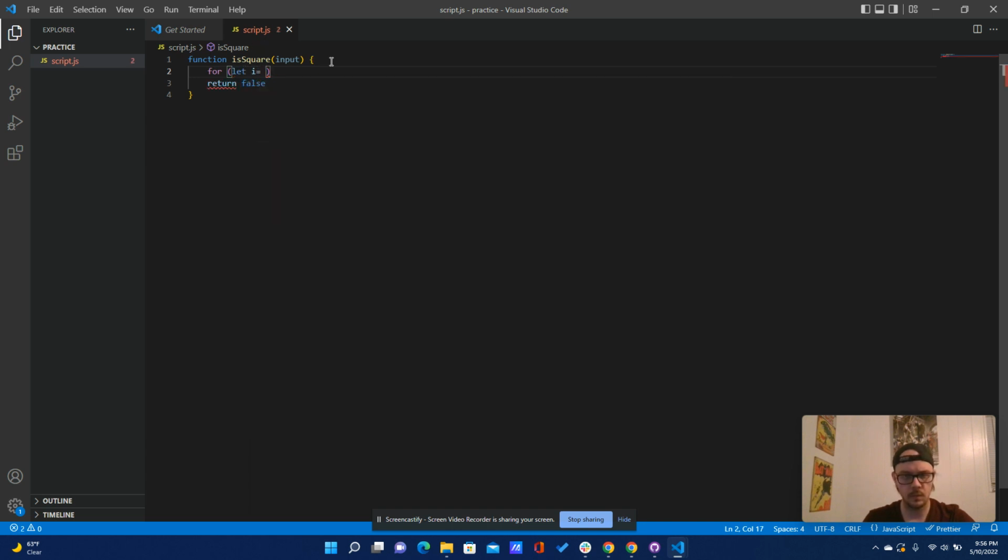I equal 1. We don't need to set it at 0 because 0 times 0 is 0. I is less than input, I plus plus. So this is a very sort of straightforward way to find out if an input is a perfect square.